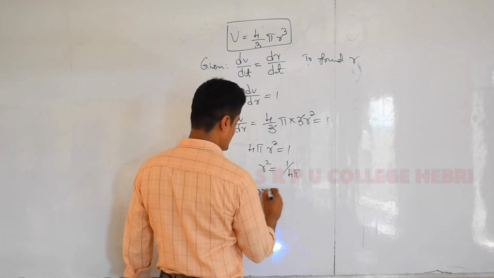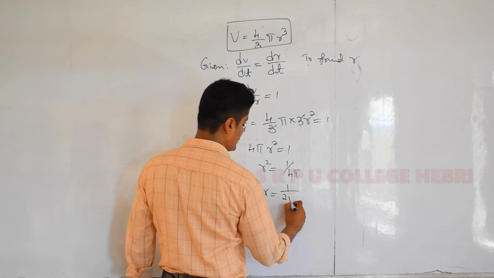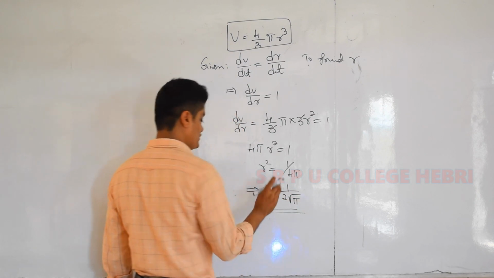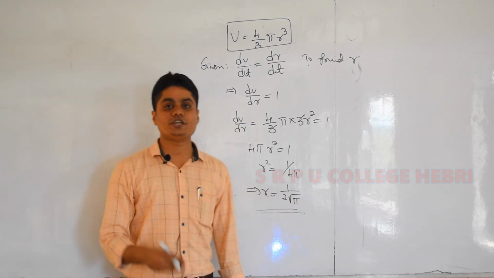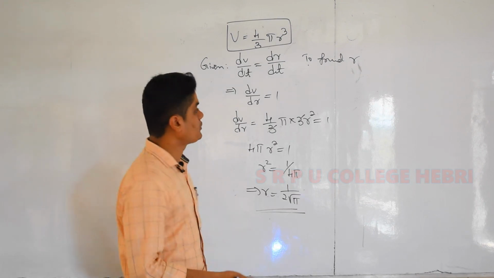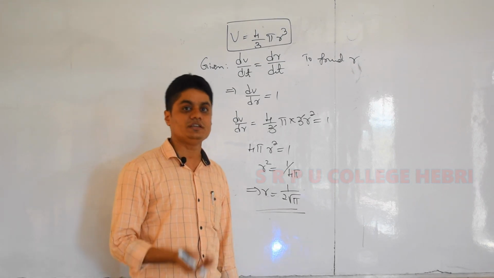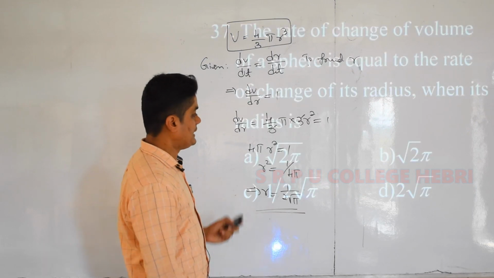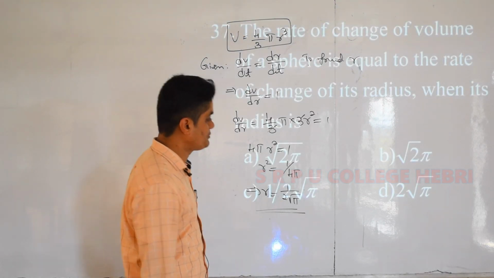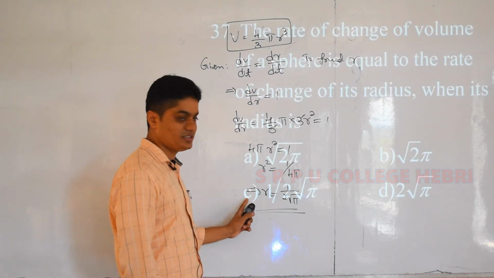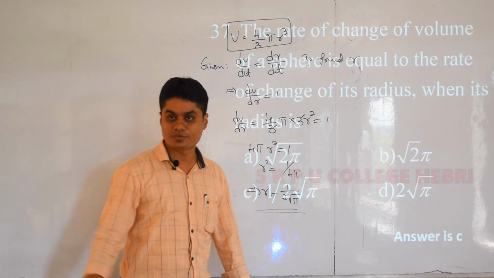So this implies what is r? 1 by 2 into root pi. So for this radius, the rate of change of volume of the sphere is equal to the rate of change of radius of the sphere. So the answer is 1 by 2 root pi. Yes, it is in option C. So the right answer is option C.